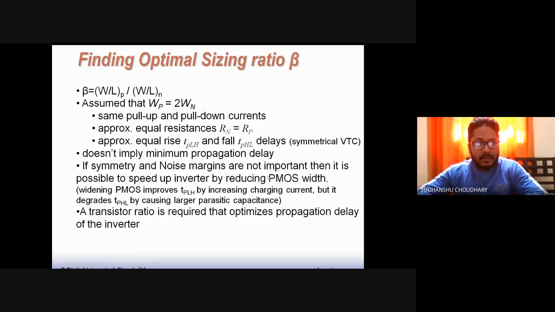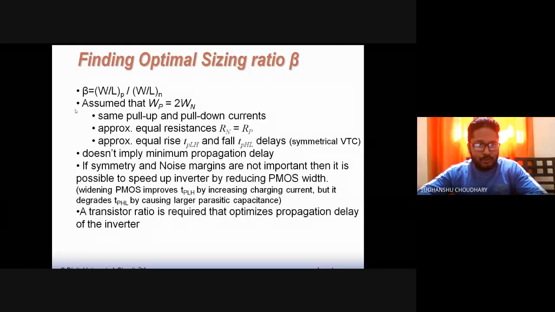Now let us first define this sizing ratio beta. Earlier we said sizing ratio is S, or scaling factor. Now let us say this beta is WP by Wn, or W by L of P divided by W by L of N. For a given process technology, L is the same, so we say WP by Wn is beta.